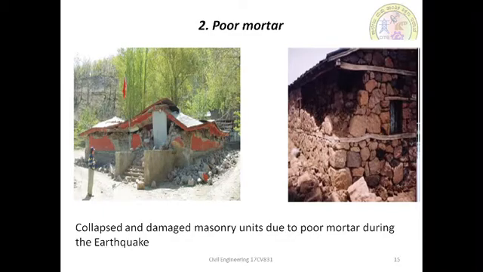In this figure, mud stone masonry structures collapsed or were heavily damaged even in small earthquakes due to poor mud mortar and insufficient anchorage between the mud and stone. So this structural system should not be considered in earthquake zones, or some wood structural elements should be inserted in the system adequately to prevent collapse of the structure. In the figure you can see the collapse of damaged masonry units due to poor mortar during the earthquake.